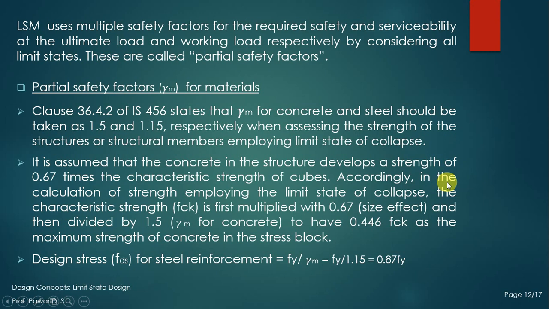Accordingly, in the calculation of the strength employing the limit state of collapse, the characteristic strength, that is FCK, is first multiplied by the 0.67 size effect and then divided by 1.5, that is gamma m for the concrete, to have 0.446 FCK as the maximum strength of concrete in the stress block. So we are going to use the strength for concrete after using this partial safety factor for material. Actually we are going to use 0.446 FCK as the maximum strength of concrete in the stress block.